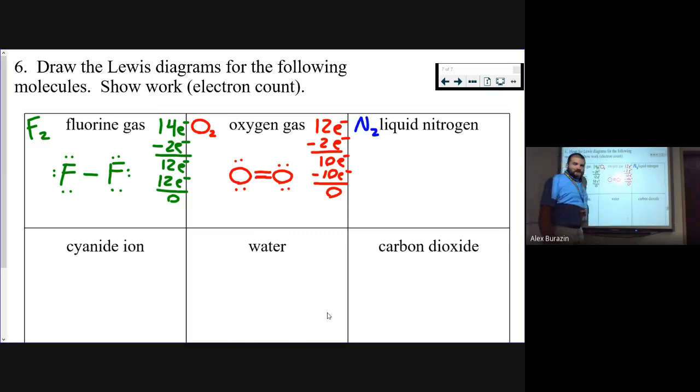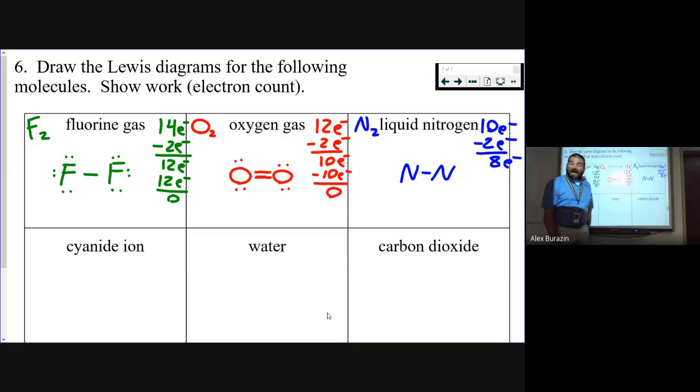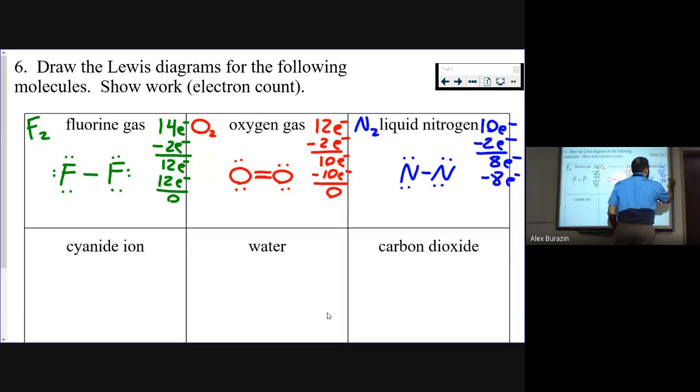All right, nitrogen is in the 5th or 15th column. It has 5 valence electrons. I have 2 nitrogens to work with, so the total valence electrons in my molecule are 10. I need at least 1 bond between them to start with, otherwise it's not a molecule. That's going to require 2 electrons, since each bond is 2 electrons. I have 8 left to go. I can equally distribute these: 1, 2, 3, 4, 5, 6, 7, 8. That's using all of them.